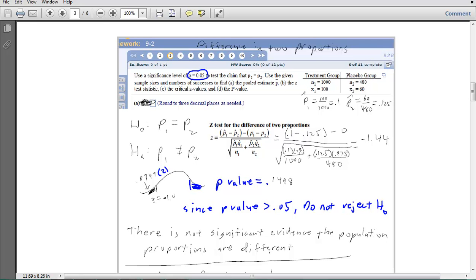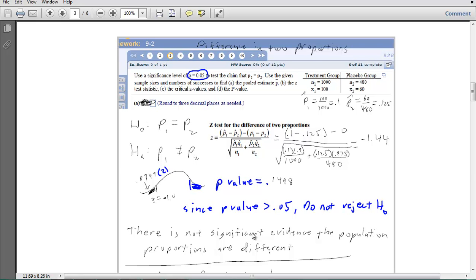And so the question is, is there really a difference between these two? If you see here, our significance level is 0.05. That means we have to observe something that only happens less than 5% of the time before we're going to say there is a significant difference in these two proportions. And since our p-value is bigger than 0.05, we are not going to reject the null hypothesis. If it was less than 0.05, then we would. But in this case, we don't have enough evidence to say there's a significant difference between the treatment and placebo group. And then we explain that in context: there's not significant evidence the proportions are different.